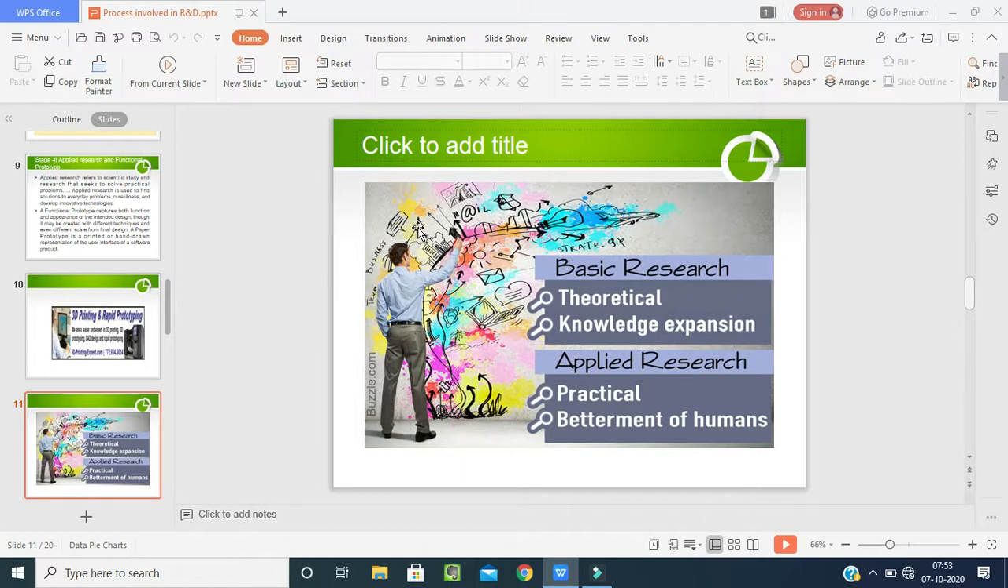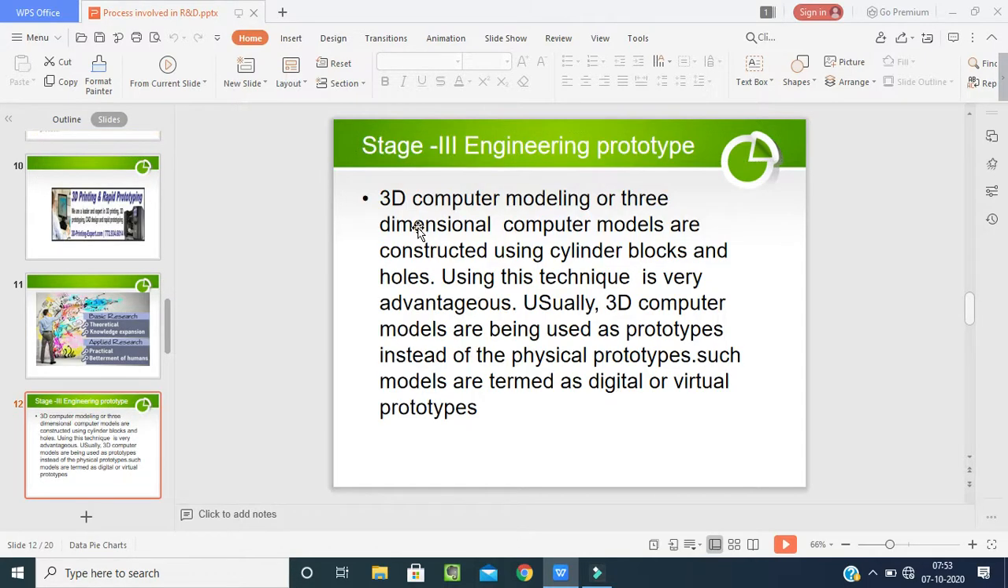Now stage 3, engineering prototype. So here we are having 3D computer modeling and prefabrication. Now what do you mean by engineering prototype? They will do the research in such a way as to reduce the time, reduce the cost, reduce the efforts. This is the main concept of engineering prototype.